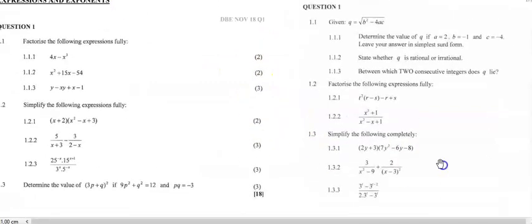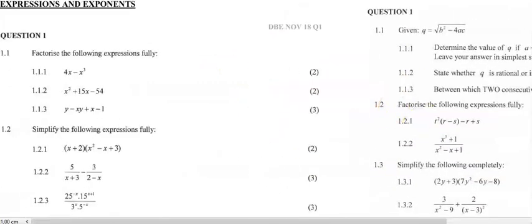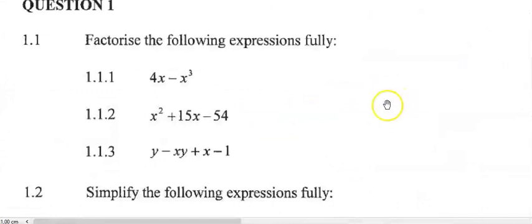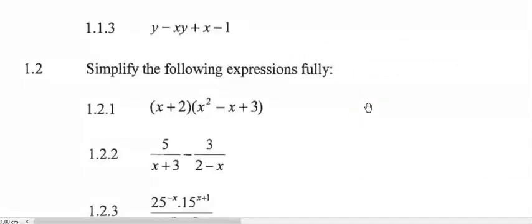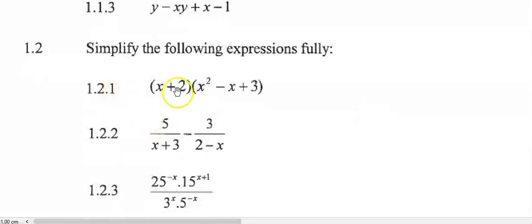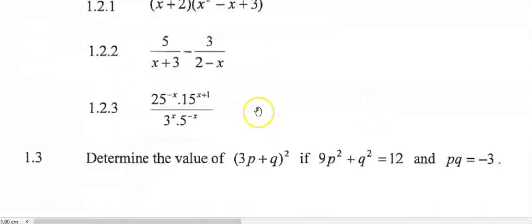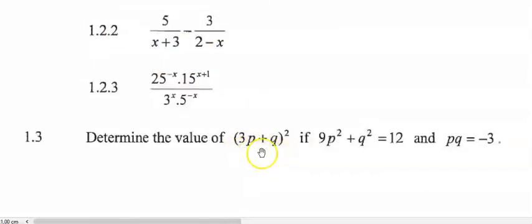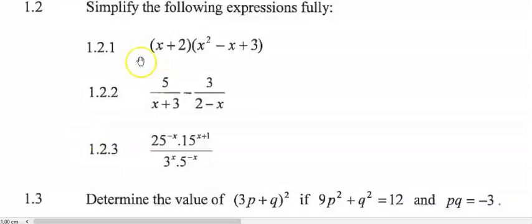So we will look at the November 2018 paper first. And as you can see, we've got the November 2018 paper in front of us. This is the first question. Question 1.2.1 is a binomial, 2 terms, times 3 terms, which is a trinomial. Let's go further down and we can see that we've got a binomial all squared. Therefore we need to square this binomial in order to solve this particular problem. So let's look at 1.2.1 first, and then we'll look at question 1.3.